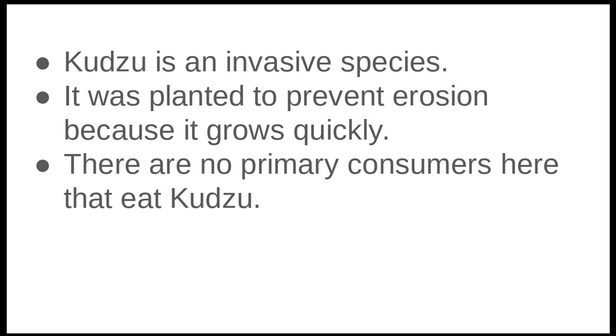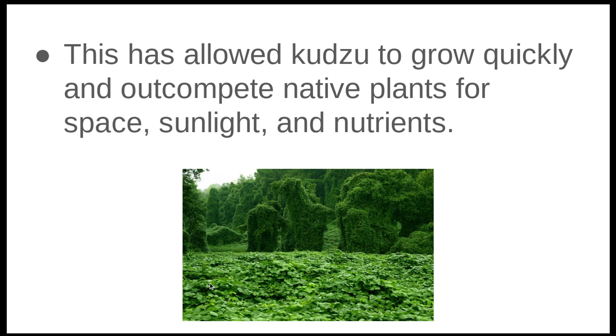The problem is there are no primary consumers here that eat kudzu. It's not a native plant. So the primary consumers that live here have no idea that they could eat kudzu. So they don't. And that kudzu has no pressure on it. As a result, it grows very quickly outcompeting the native plants for space and sunlight until you end up with situations like this where there's nothing but kudzu left in the ecosystem. And this would literally destroy the ecosystem because there's nothing there that consumes the kudzu, so you lose your primary consumers. You lose your primary consumers, you lose everything else above them on the food chain. Invasive species are a bad thing.